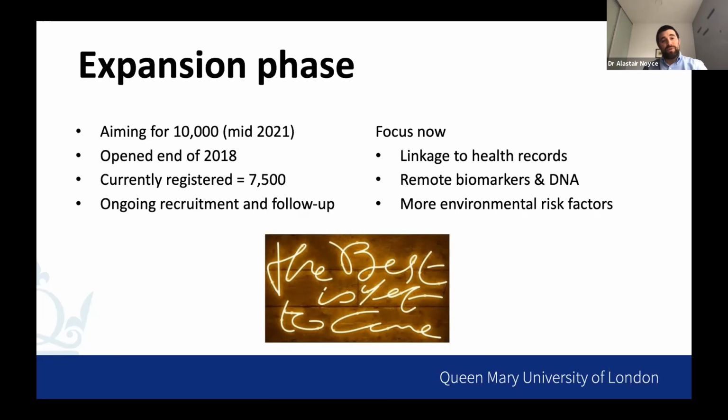Now, a major focus of the follow-up of the 10,000 people is, instead of face-to-face contact, through linkage to health records. So getting people's NHS number when they register and then linking it to their long-term NHS health records so we can find out who gets Parkinson's disease and other health outcomes, using remote means to collect blood biomarkers, saliva biomarkers, DNA from saliva, and much more work on environmental risk factors. So at least for Predict PD, the best is yet to come, and I hope you'll invite me back to update you in a few more years.